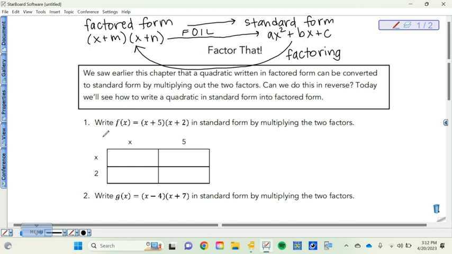Looking at number 1, we've got a binomial times a binomial, and they set this up using the area model, right? x plus 5, x plus 2. So we can do our first times first, which gives us what? x times x, x squared. And then we have outer times outer, which gives us? And then inner times inner gives us? And then last times last is 10. Good. And then how can I take this and write it in standard form?